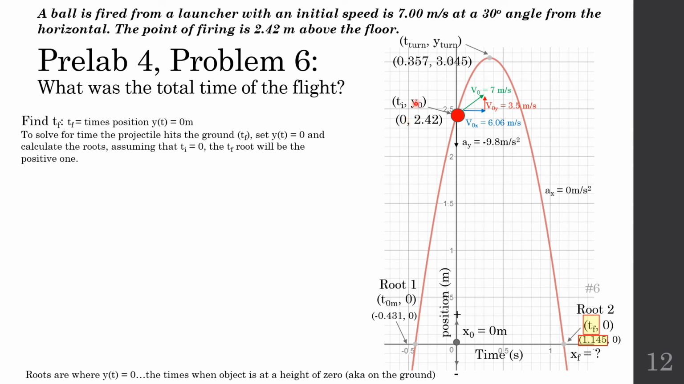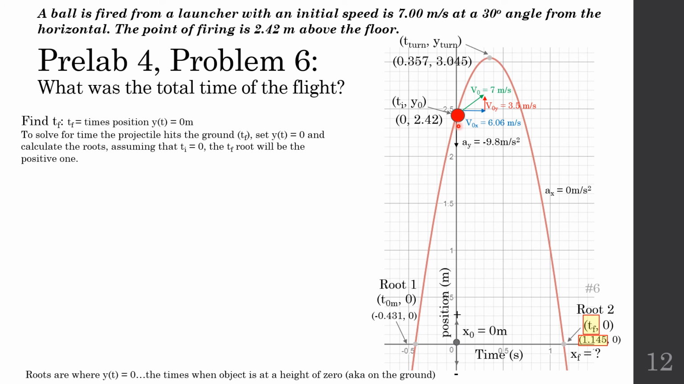The prompt told us that we are starting 2.42 meters above the ground, so that means y naught is equal to 2.42 meters. The starting x position is 0 meters because they didn't give us one, so why muddy the waters and make it more complicated? Just set that equal to 0. Then the initial velocity: in the prompt, they told us that the initial speed was 7 meters per second at an angle of 30 degrees.